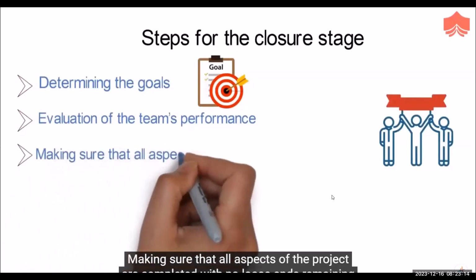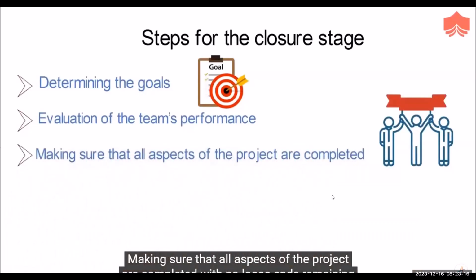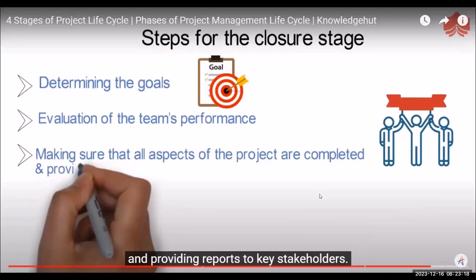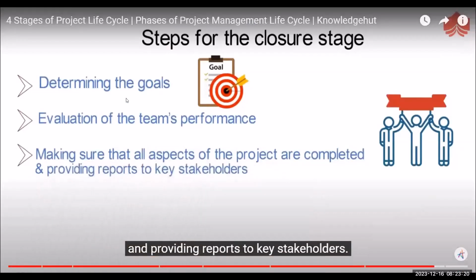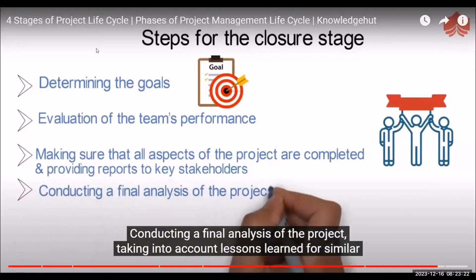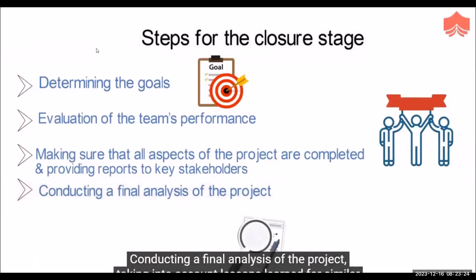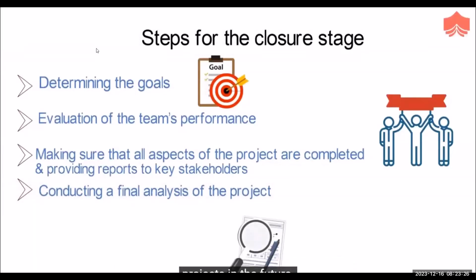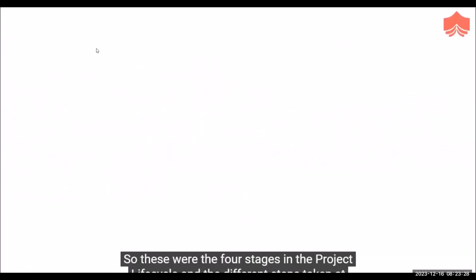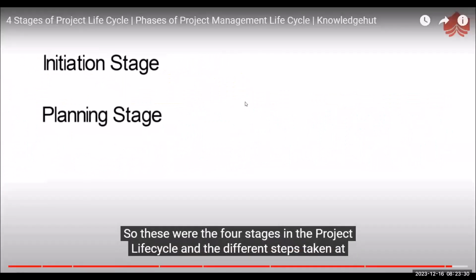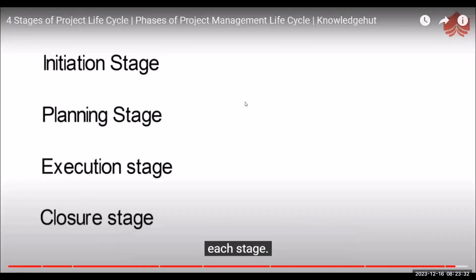Making sure that all aspects of the project are completed, with no loose ends remaining, and providing reports to key stakeholders. Conducting a final analysis of the project, taking into account lessons learned for similar projects in the future. So these were the 4 stages in the project lifecycle, and the different steps taken at each stage.